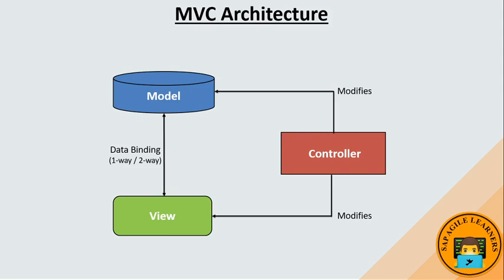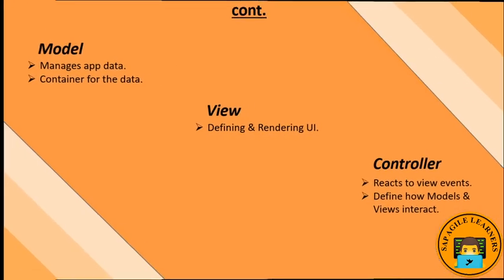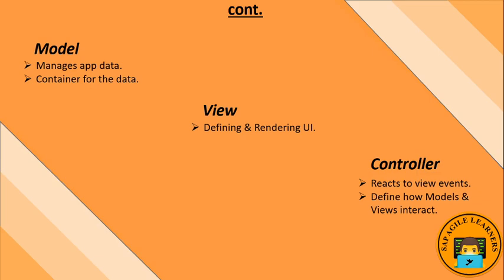Sometimes there is a scenario when we do not want to process our data using the controller. In that case, we use the data present in the model. So this way, data binding happens between model and view. Any change to the data in the model automatically gets displayed on the SAPUI5 control. So next is the responsibilities of model, view, and controller.